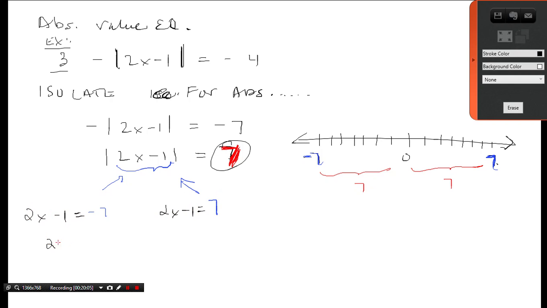So you end up getting 2x equals, add that over, you get negative 6, x equals negative 3. And then 2x equals 8, x equals 4. And if you plug it in and check it, you'll see that they both work. I'm not going to go through the details, but I'm sure you can do that. So that is all the equations that you will need this semester to know how to solve, just getting into it. We'll get into more nitty-gritty as time goes on.